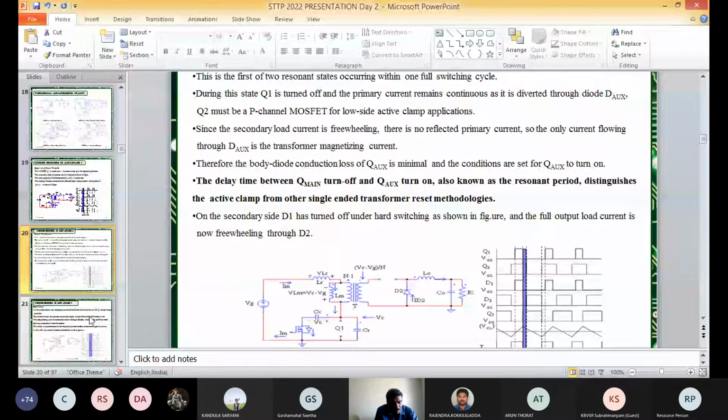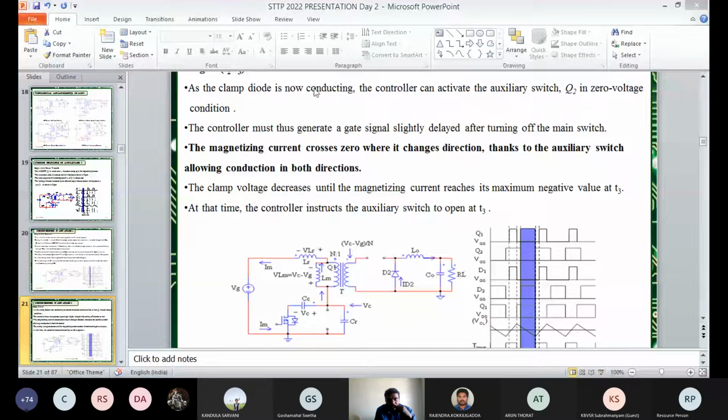The third mode is the magnetizing current zero mode. In this case the second MOSFET Q2 is turned on and Q1 is completely turned off. And as I already said, the voltage across the capacitor VC becomes more than the applied voltage, because we choose the clamp capacitor values like that. During the first power transfer mode, CC gets charged. That's why here you are getting more voltage than the source voltage.